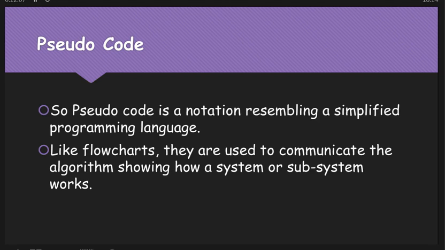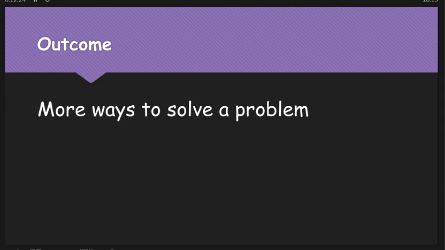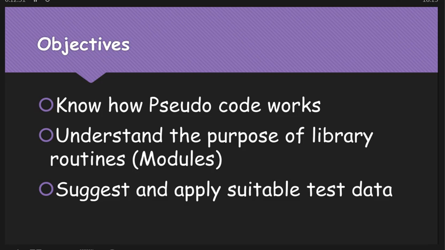Okay, so from that video, we've learned that pseudocode is a notation resembling a simplified programming language. And like flowcharts, they are used to communicate the algorithm showing how a system or subsystem works. So in the previous lessons, we've looked at flowcharts. So now we're going to look at more ways to actually solve a given problem, okay, using pseudocode.